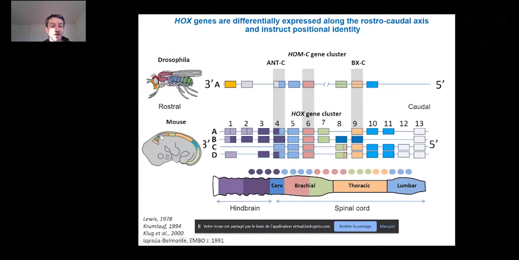axis. In vertebrates, Hoxes are encoded by 39 genes organized in four genomic clusters and display anterior boundaries of expression collinear with their chromosomal location. Genes located in 3' of the cluster are expressed more anteriorly than their 5' neighbors, as depicted here in the nervous system or in the somites, for example.